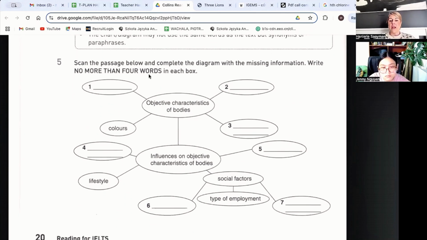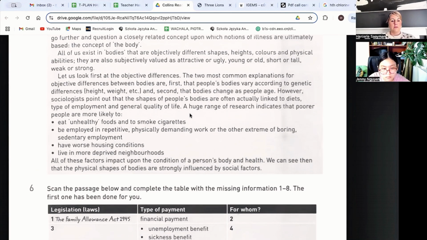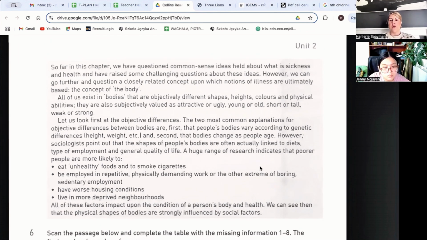Scan the passage below and complete the diagram with the missing information. Write no more than 4 words in each box. So we're going to look at the objective characteristics of bodies. So we know colors. Okay, so let's read the first part. Okay, so Jenny, can you read the text for us?